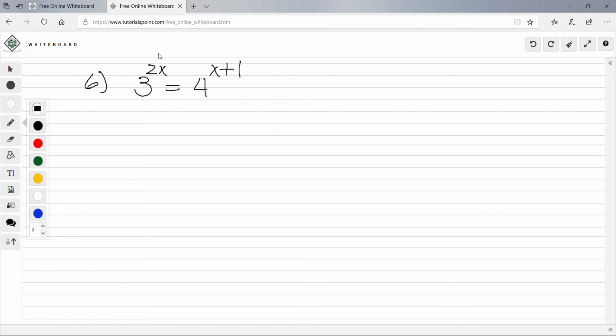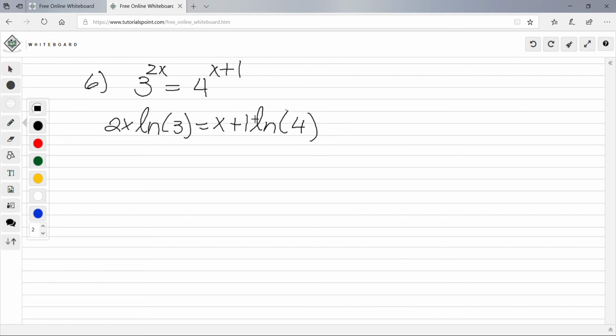Remember, whenever you have something in the exponent, you put it in front of the natural log. So I'll rewrite this as 2x natural log of 3. Not base 3, just 3. And then same with here. Bring that in front of the natural log: x plus 1 times natural log of 4.